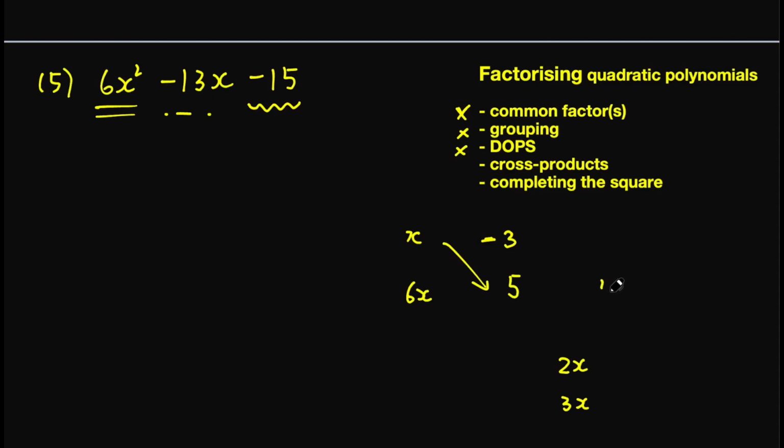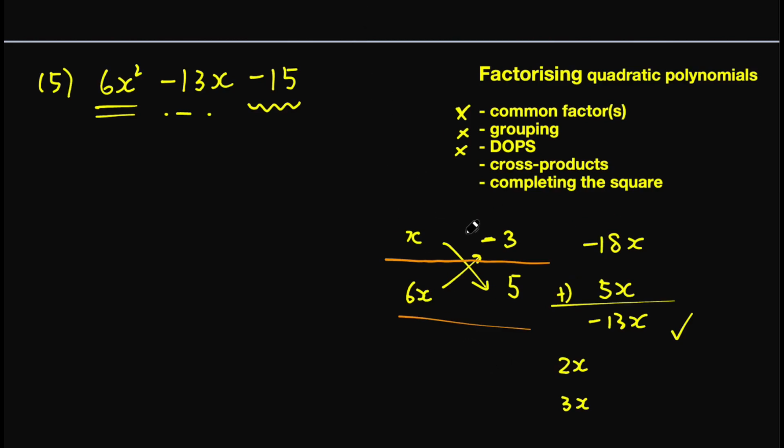5 times x, we will have 5x. 6x times negative 3, we will have negative 18x. And adding them together, we will have negative 13x. It is the middle term already. Then it means we have got the accurate cross products. Then write down the factors in the horizontal way. Now we will have these two factors for this part.